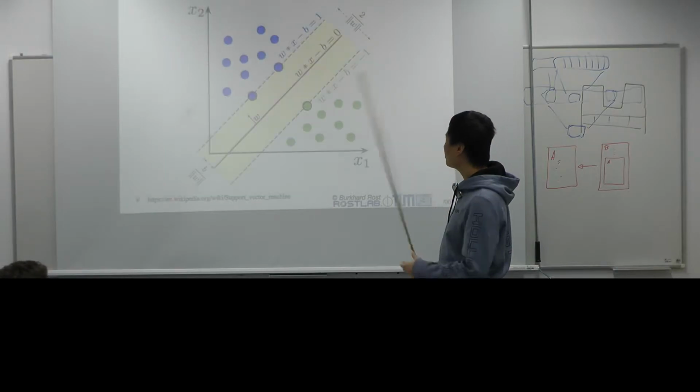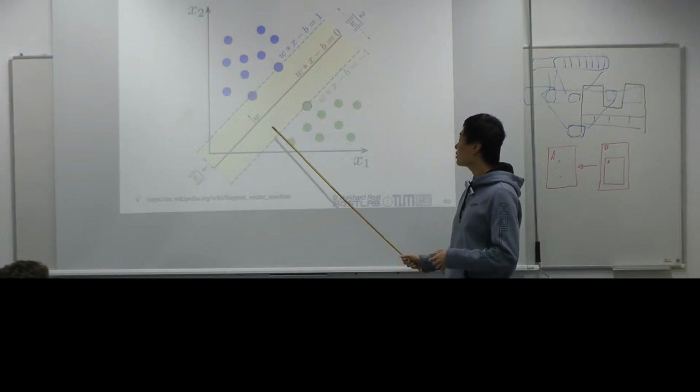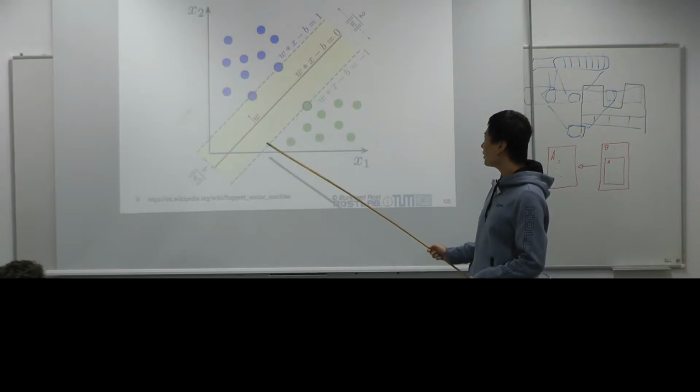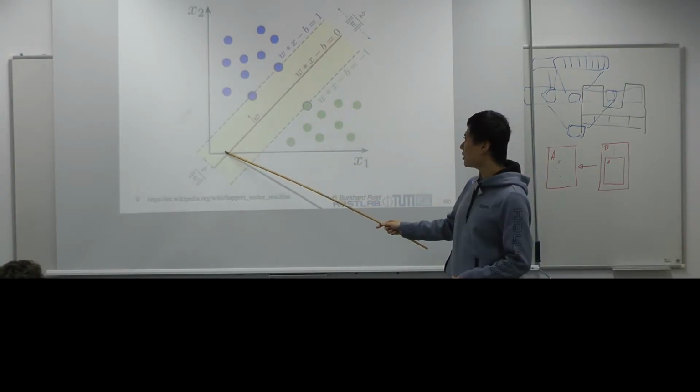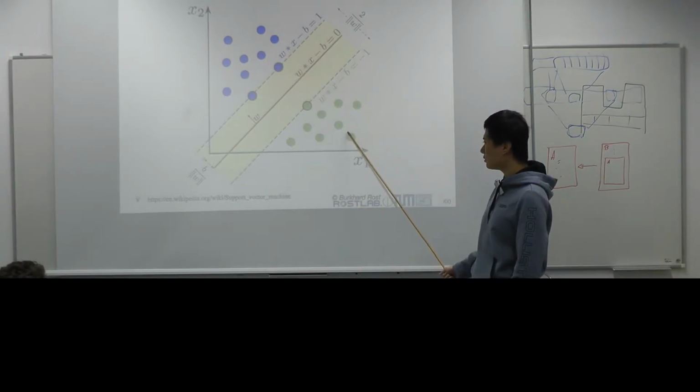The first one is profile kernel. To talk about profile kernel, I need to say something about support vector machine first. The mission of support vector machine is to find a hyperplane with a maximum margin, which can have the best performance to separate two groups of samples.